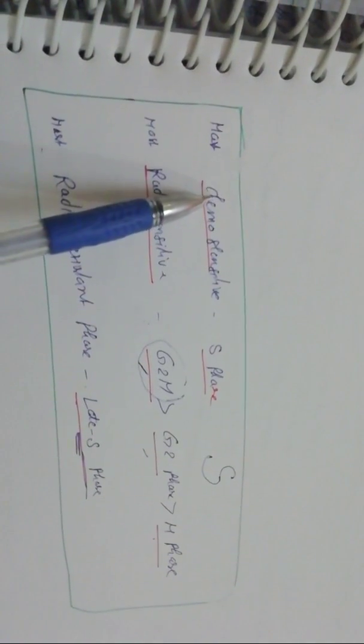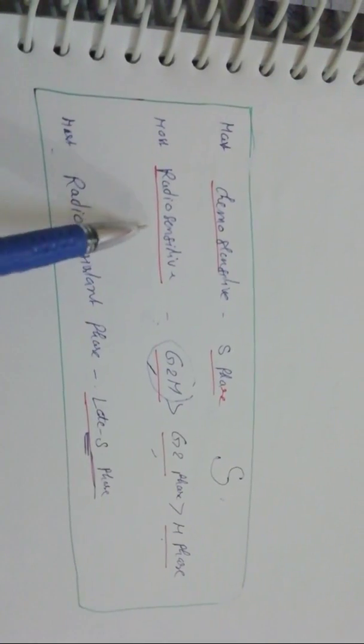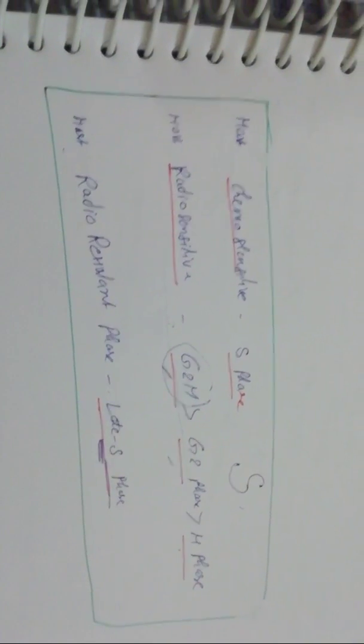Do not confuse this with chemotherapy. They put an ulta C, it becomes S, and radiosensitive is all these three here, and radioresistant is the late S phase, right? So these are the important points, guys, you have to understand here.